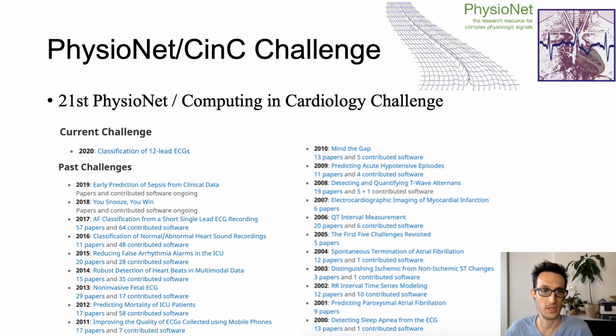If you're not familiar with PhysioNet, it is an online resource related to processing healthcare data and developing algorithms that process either physiological signals or various other forms of healthcare data. There have been a variety of challenges run in the last 20 years, including in 2019 a challenge on the early prediction of sepsis from clinical data. There have been challenges on sleep data, and then there have been a bunch of previous challenges also working with the electrocardiogram.